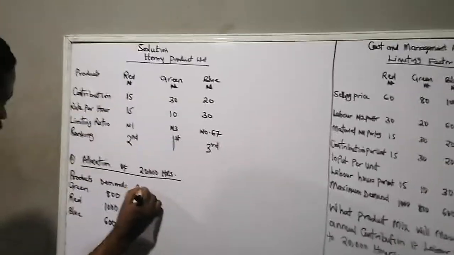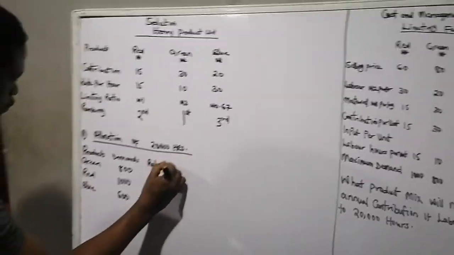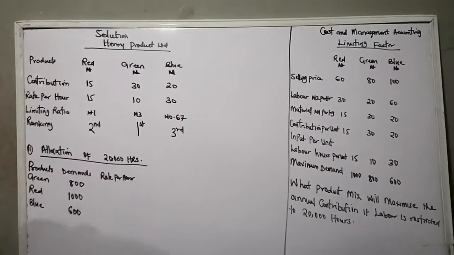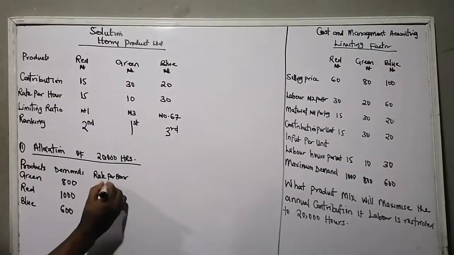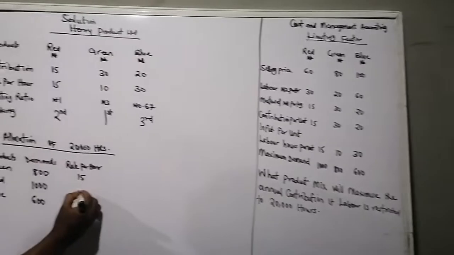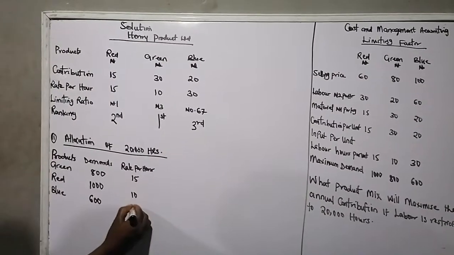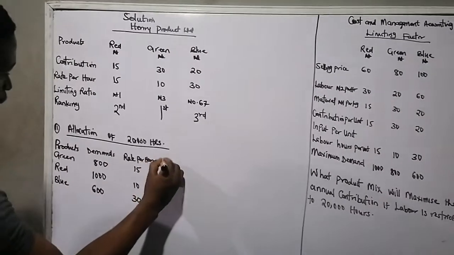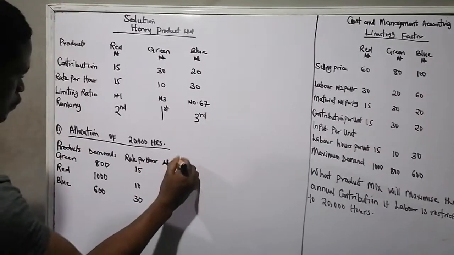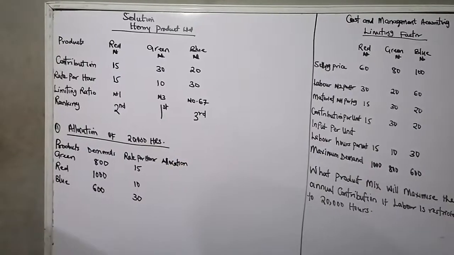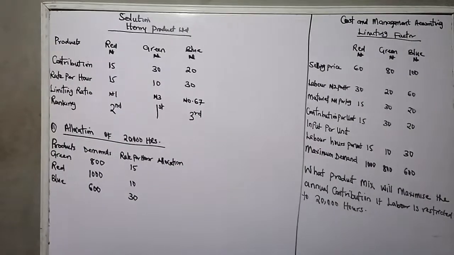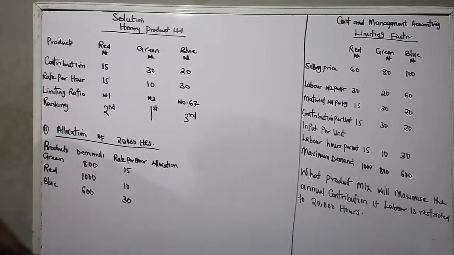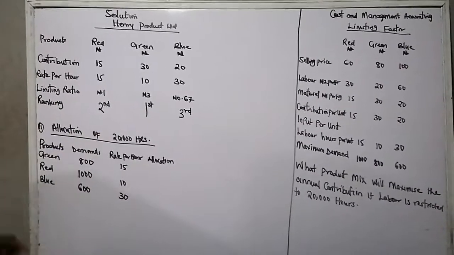Then I'll bring in my rate per hour. My rate per hour, I have it here as what? 15, 10, and 30. Do you see it now? Then here I'll bring in my allocation. Now, how do I get my allocation? Remember, I'm only allocating 20,000 hours, so I must not exceed 20,000 hours.